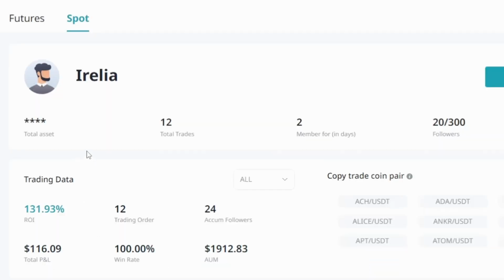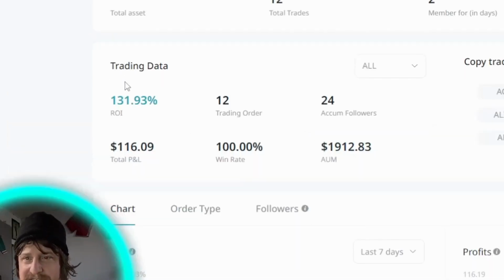So here we can see that Irelia has had 12 total trades, only been a member for 2 days, so obviously brand new to the platform as far as the copy trading goes. They have 20 out of the possible 300 followers. Now down here it shows trading data. Again, it shows their almost 132% ROI, return on investment, their own personal profits from their 12 trades being $116. They do have a win rate of 100%, so that's nice to see. Out of their 12 trades, apparently they have been successful on all 12.